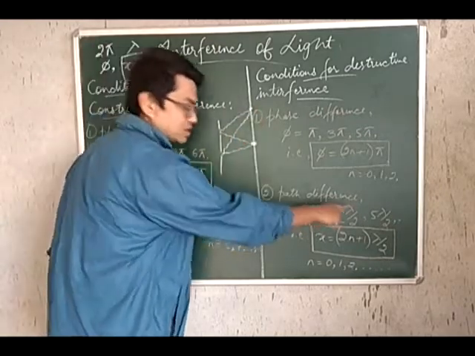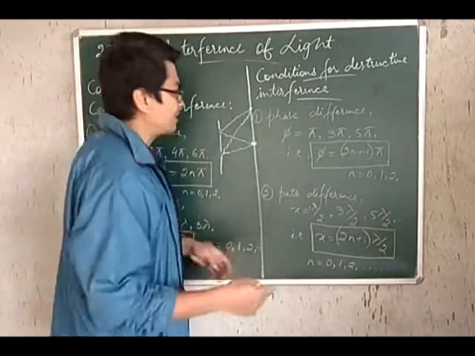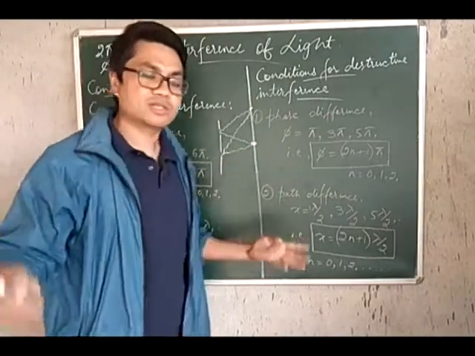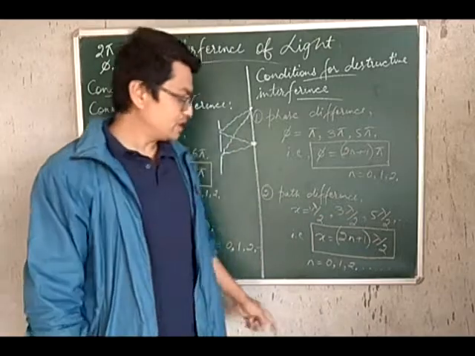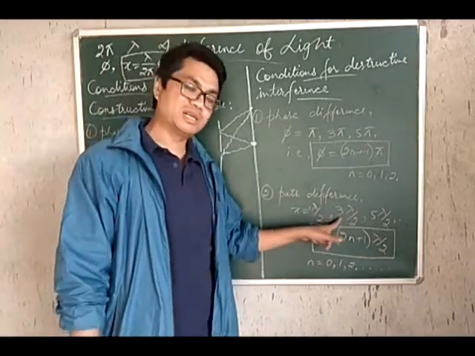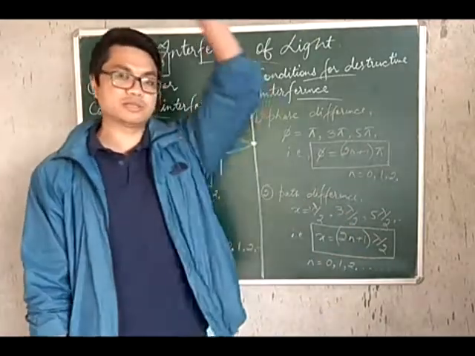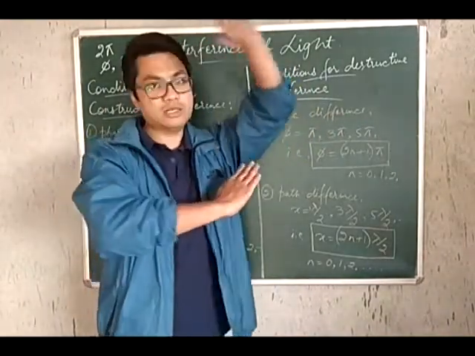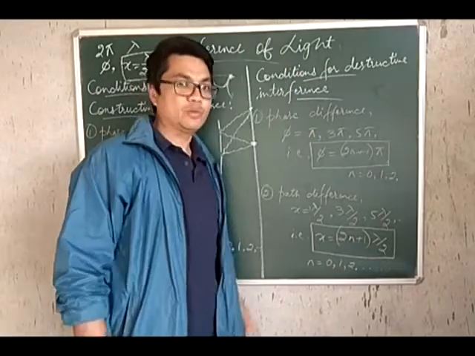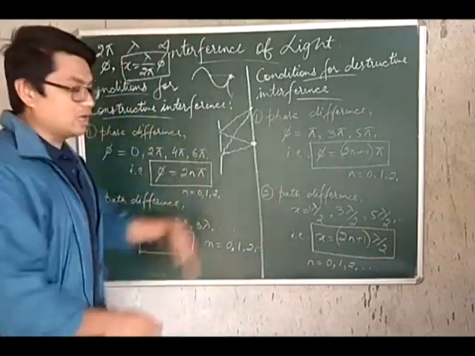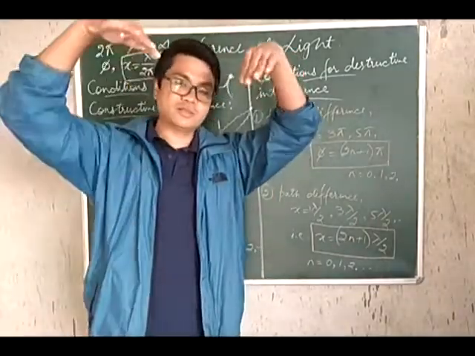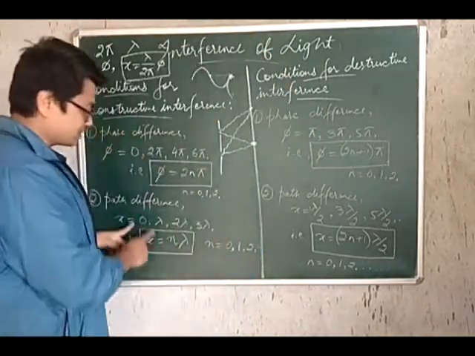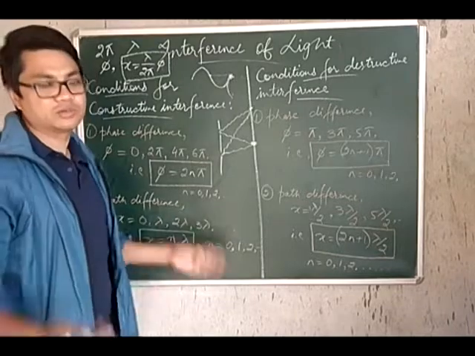So if the path difference between two interfering waves is lambda by 2 or 3 lambda by 2 or 5 lambda by 2, at this particular point we are going to get destructive interference, because if the path difference is an odd number multiple of lambda by 2, at those points a crest will meet a trough. Definitely a crest will meet a trough. Whereas if the path difference is 0, either a crest will meet another crest or a trough will meet another trough. Path difference of 0 or lambda or 2 lambda or 3 lambda, like that.